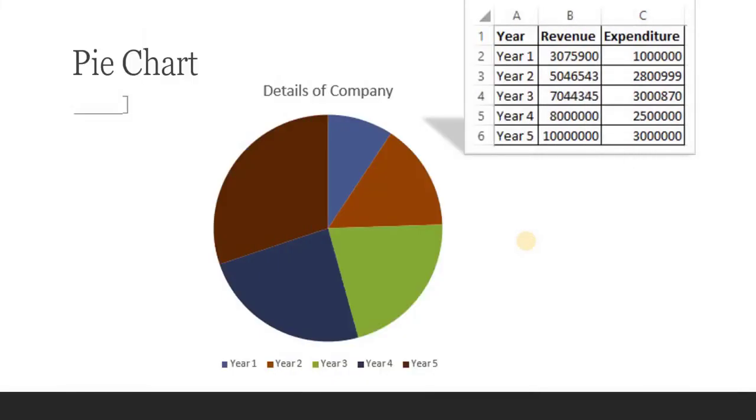The pie chart is used to plot data for a single data series. The pie chart represents the expenditure figures for a company for the past 5 years. Each data point is represented by one slice of the circular pie chart. The size of each slice is proportional to the value it represents, so all the data points taken together make a complete circle.